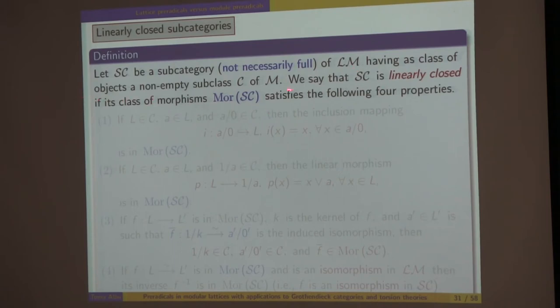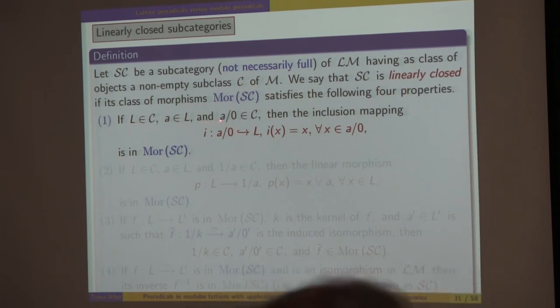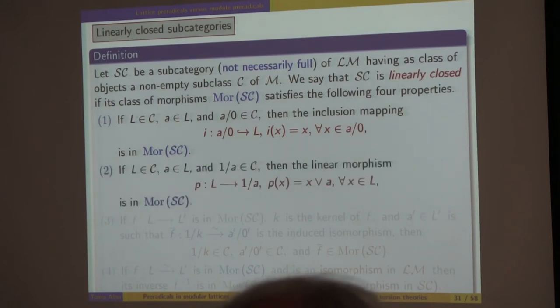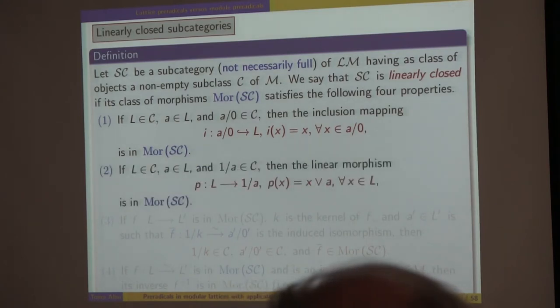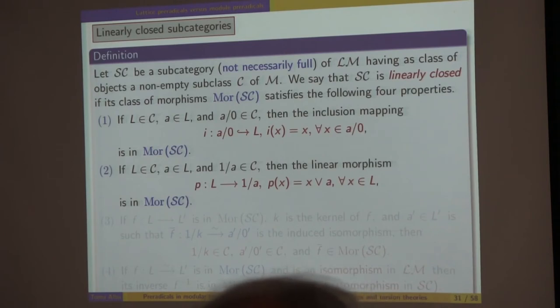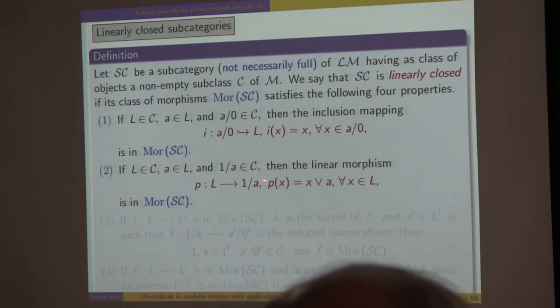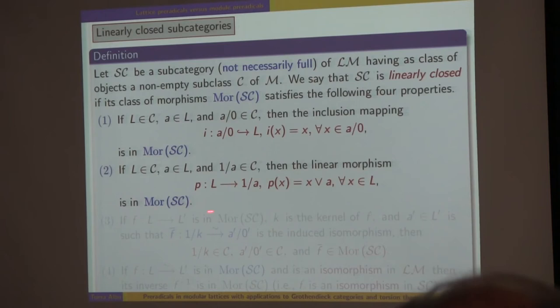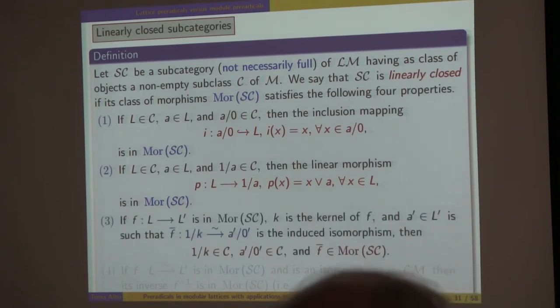It is a class of morphisms satisfying the property. For any complete element, a finite lattice L in C, for any A in L, if 1 over A is in C, then the inclusion map is in this class. If L is in C, A in L, and 1 over A in C, then the linear morphism, this one, is in the class of morphisms of C.